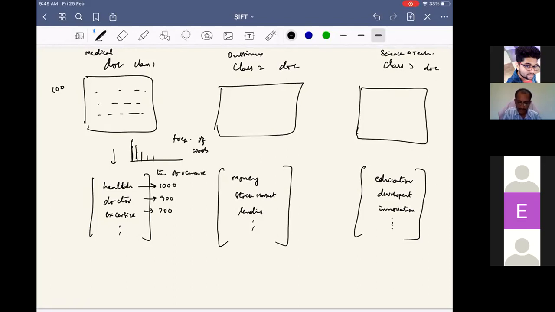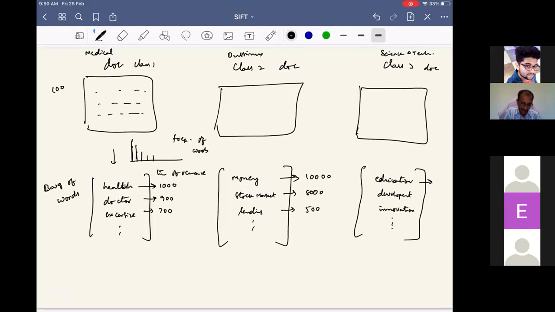Similarly, in business documents, money may occur for say 10,000 times, and then this may occur for 800 or 8,000 times, and this may occur for few others, 500 times or whatever. So like that, here also you can consider. So these are considered bag of words. What we are representing? We are representing a class by a bag of words.